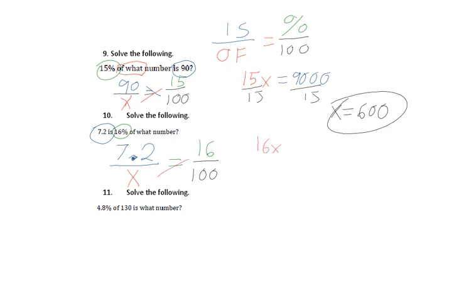16 times x is 16x. 7.2 times 100 is actually 720. And then let's divide by 16. Let me double check that. Let's see, 720 divided by 16. You get 45.